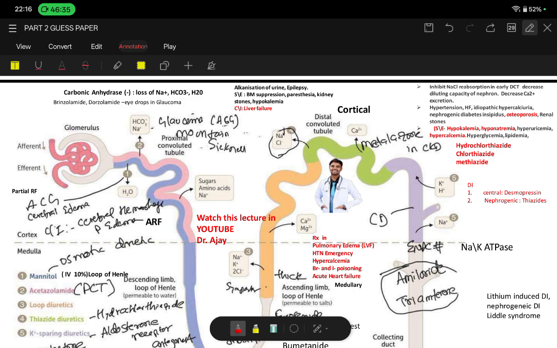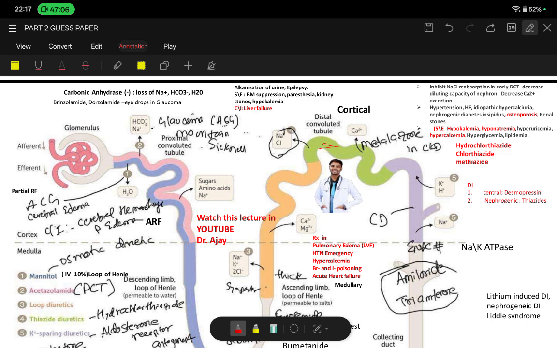Okay, see here. I think you know the parts. This is your PCT. This is your loop of Henle. This is your thick ascending loop of Henle, and this is your distal DCT, and this is your CD, collecting duct. They are going to mark anywhere at the nephron. For example, they will mark here. They will ask what diuretic is going to act at the PCT.